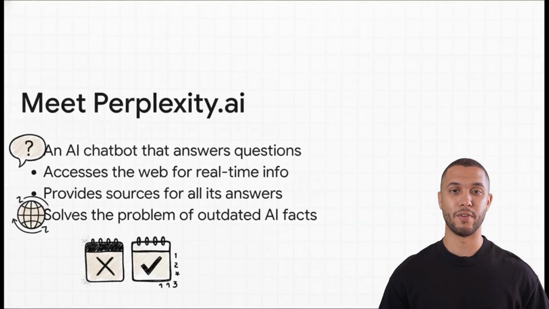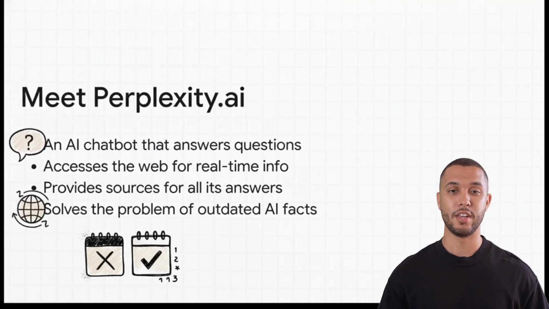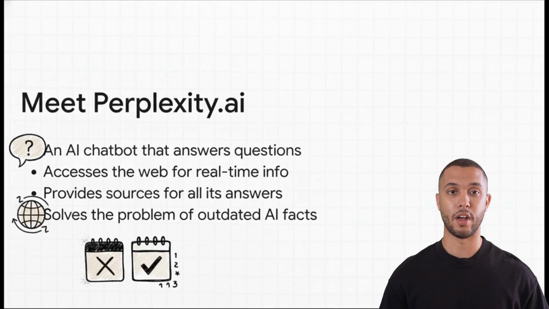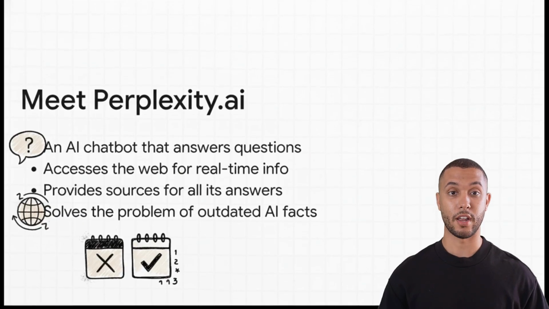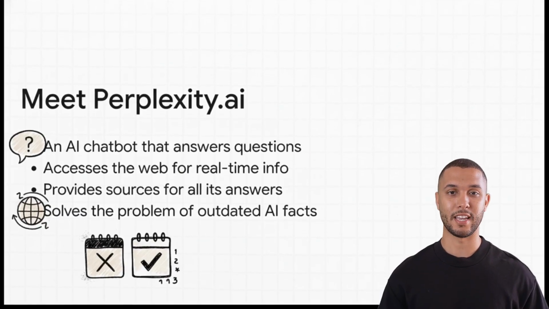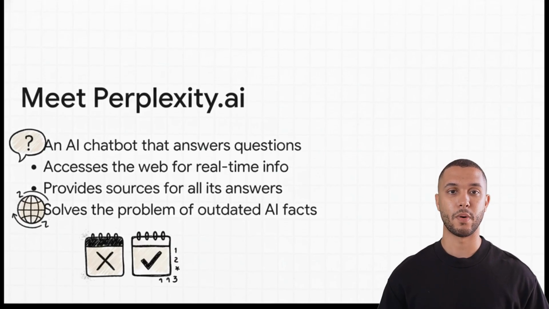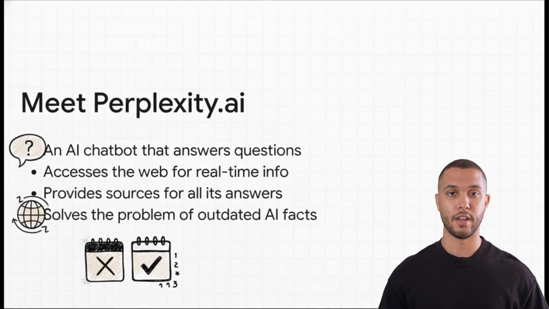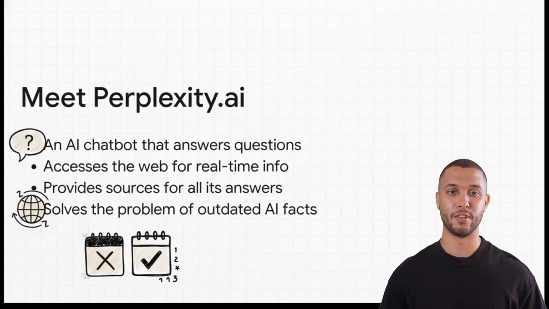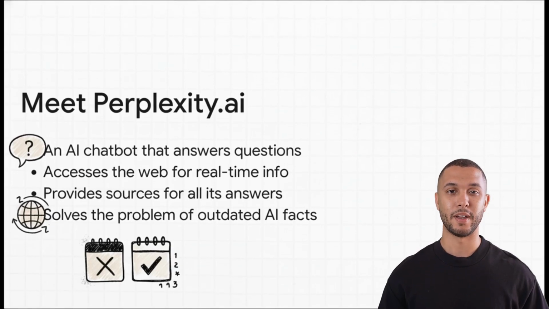A perfect example of this is a tool called Perplexity. The key difference here is crucial. Unlike older models, the ones that are kind of stuck in the past, Perplexity can access the web for real-time, up-to-the-minute information. And this is the best part. It shows you its sources. It tells you exactly where it got that info. So no more guessing if your AI is just making things up.